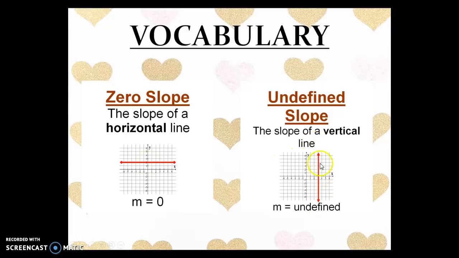Undefined slope is straight up and down. So on this one, it wouldn't be y equals 3. This would be x equals 3, because it crosses the x-axis at 3.